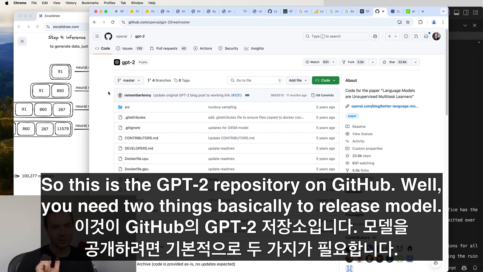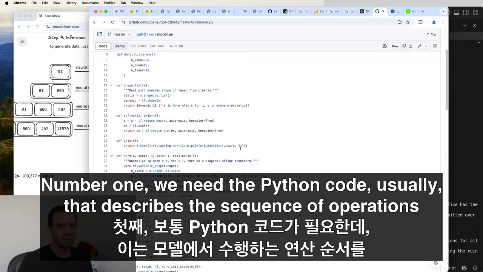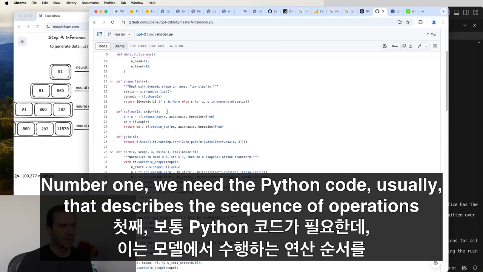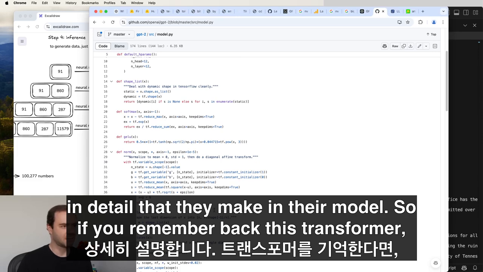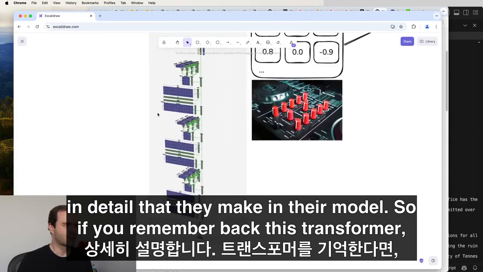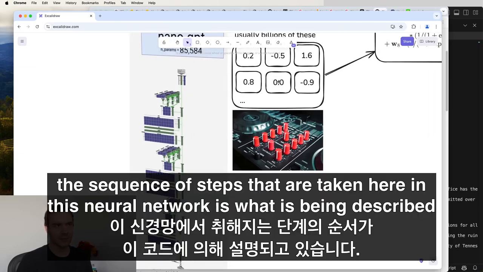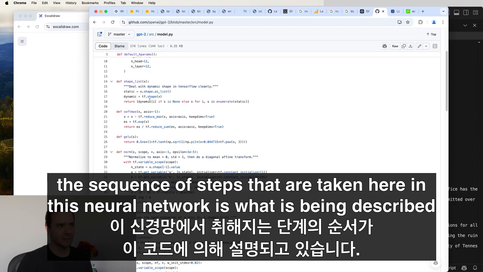Well, you need 2 things basically to release a model. Number 1, we need the Python code, usually, that describes the sequence of operations in detail that they make in their model. So if you remember back this transformer, the sequence of steps that are taken here in this neural network is what is being described by this code.